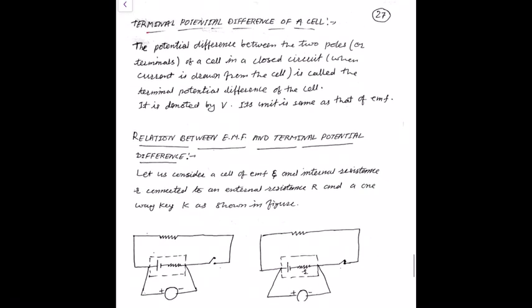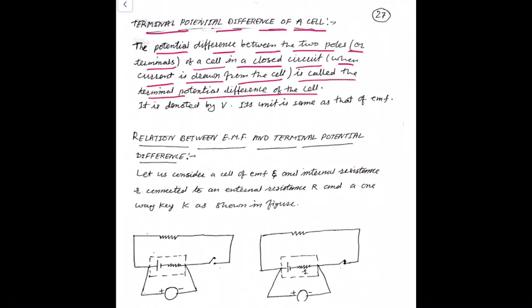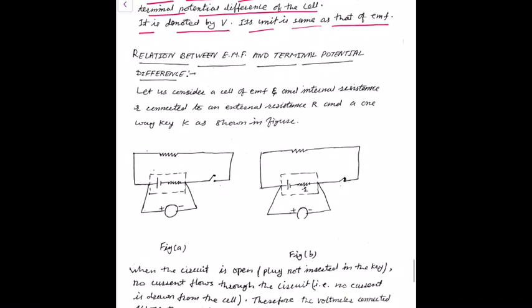Next, terminal potential difference of a cell. The potential difference between the two poles or terminals of a cell in a closed circuit, when current is drawn from the cell, is called the terminal potential difference of the cell. It is denoted by V. Its unit is same as that of EMF.